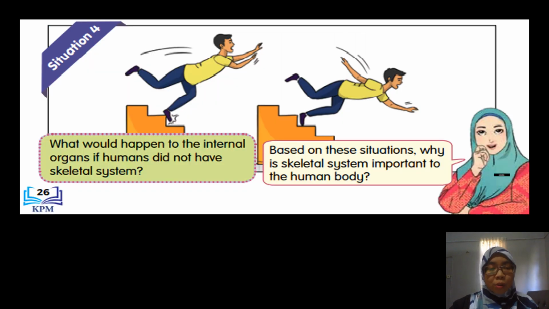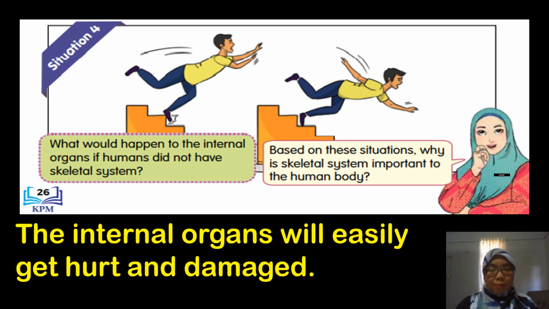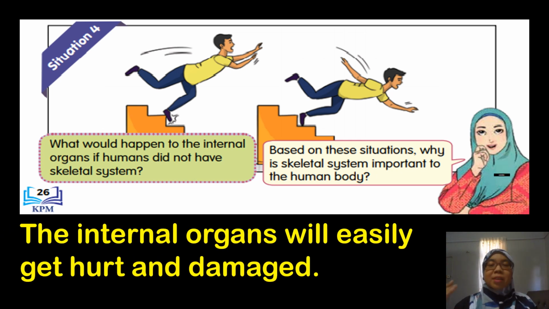Look at situation 4. What will happen to the internal organs if humans did not have the skeletal system? What will happen to the man who accidentally fell? What will happen to the lungs, heart, stomach, and all? Of course, the internal organs will easily get hurt and damaged.